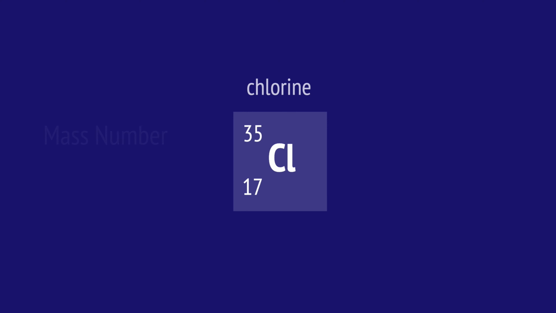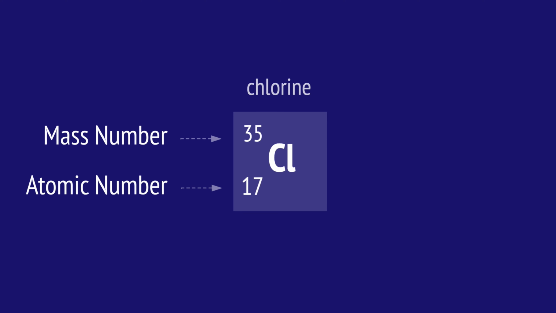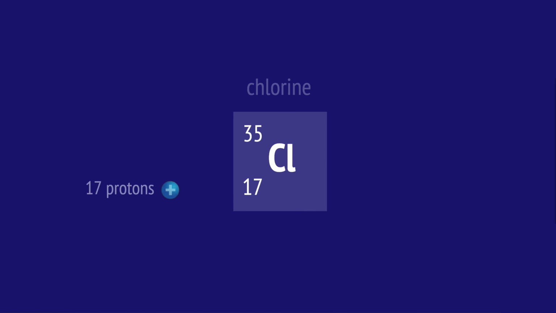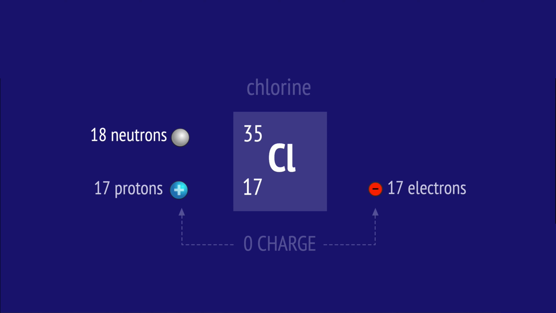This chlorine atom has a mass number of 35. The atomic number of 17 tells us that chlorine atoms have 17 protons. The difference between the mass number and the atomic number gives 18 neutrons. And since the atom is electrically neutral, the atom has 17 electrons to balance the charges.